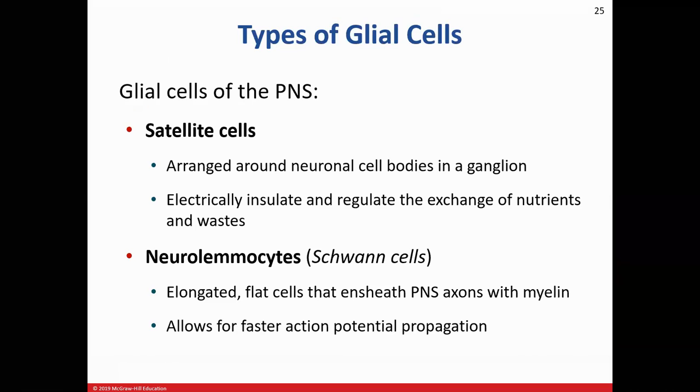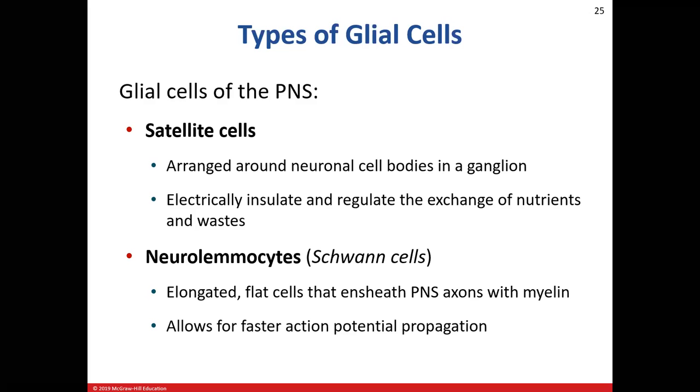So now we look at some of the glial cells of the PNS. We have to look at our satellite cells first. And our satellite cells are arranged around our neuronal cell bodies within a ganglion. Remember, ganglia are collections of cell bodies found within the PNS. They electrically insulate and regulate the exchange of nutrients and waste in and around the cell body.